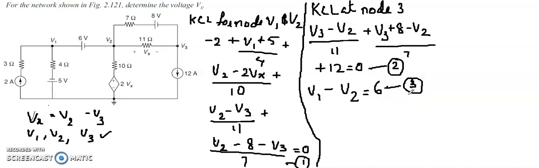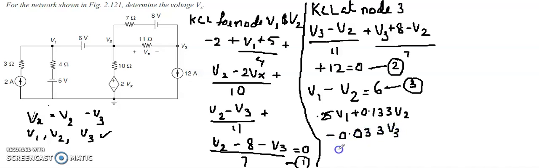So here we have 3 equations. By rearranging the first equation, we can write it as 0.25 V1 plus 0.133 V2 minus 0.033 V3 is equal to 1.89. This is the rearranged first equation.